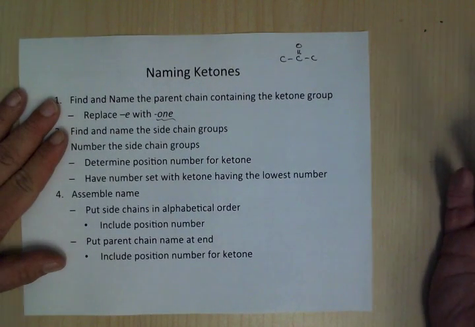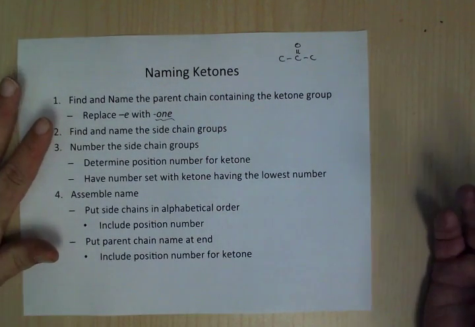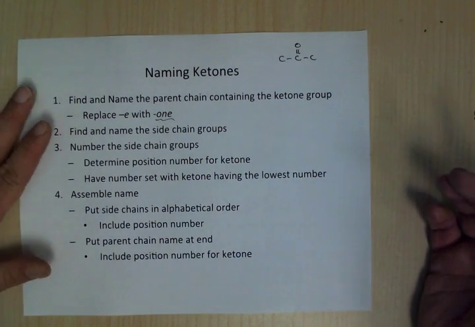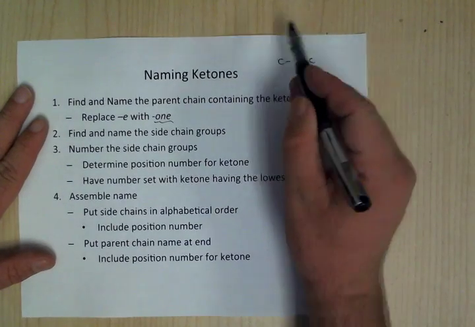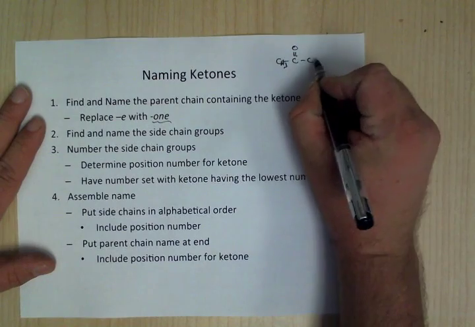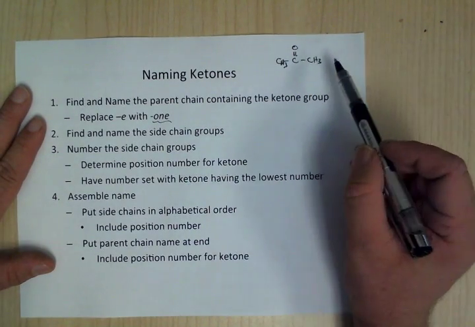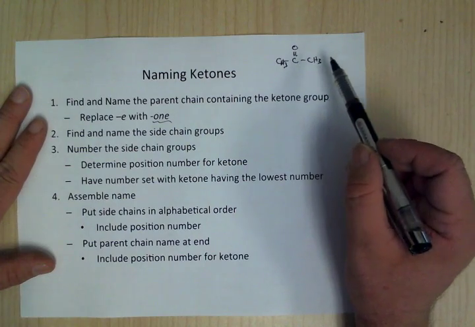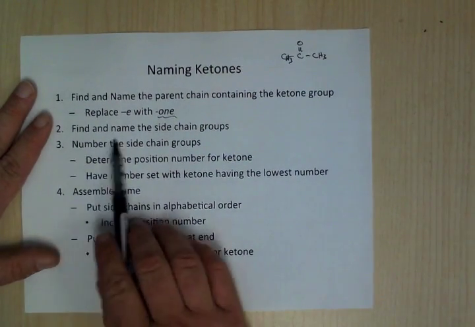Most people have a ketone in their medicine cabinet or bathroom, which is acetone. The O-N-E indicates it's a ketone. It's a 3-carbon ketone, so this is actually acetone. It has a ketone in it, and that's where it gets its name, the O-N-E. So you find and replace the name of the chain.